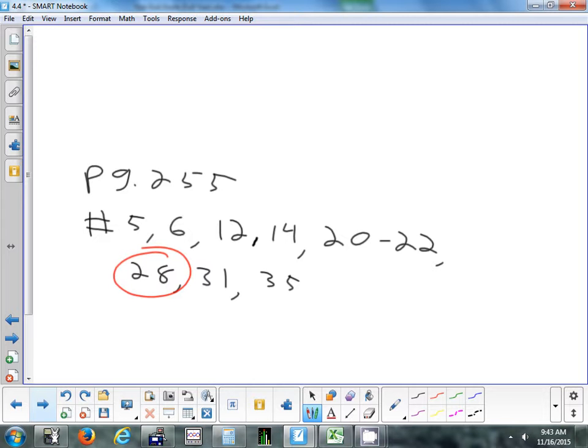28, that one's a little tricky. If you get stuck on 28, don't worry too much about it. We can look at that one tomorrow. That's one where you'd have to square each side twice. I'll show you one of those tomorrow.